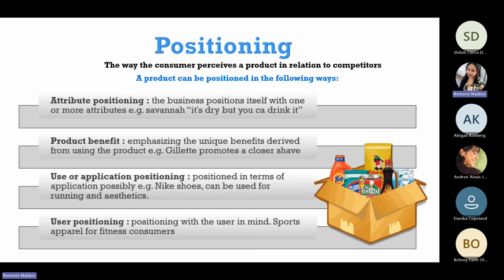Okay, and we also look at user positioning. So positioning with the user in mind. So we're looking at the person who's likely to buy this product, and we are focusing our marketing on that. Okay, so if you are someone that likes to buy organic foods, vegetables, fruits, all of that, then you will have a brand that is dedicated to providing that. So for example, Woolworths.